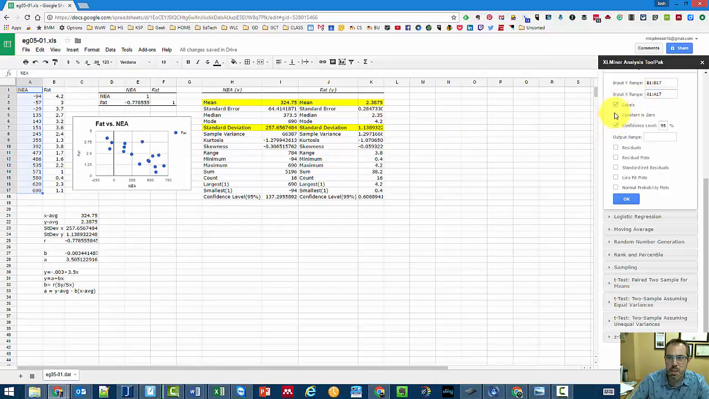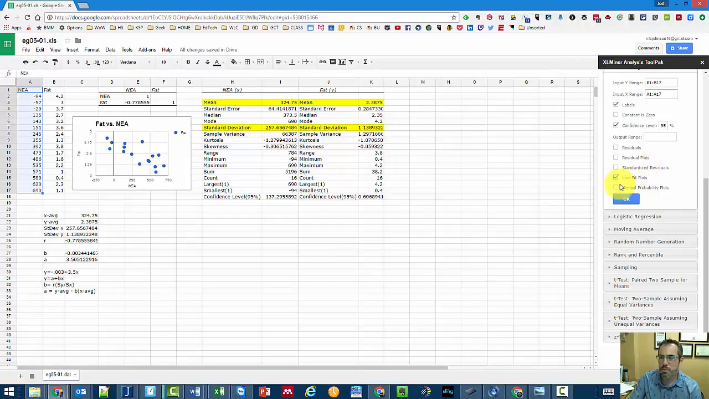I have labels in the first row. The constant is 0. Remember, that's the intercept. My intercept doesn't look like 0. I usually leave that out. But what I want to do especially is, we'll look at residuals later, I really want to know the line fit plot.